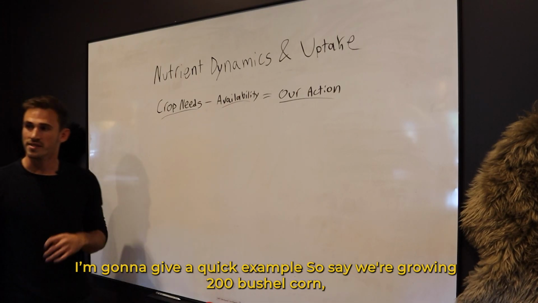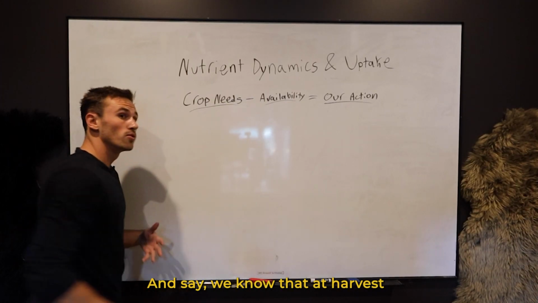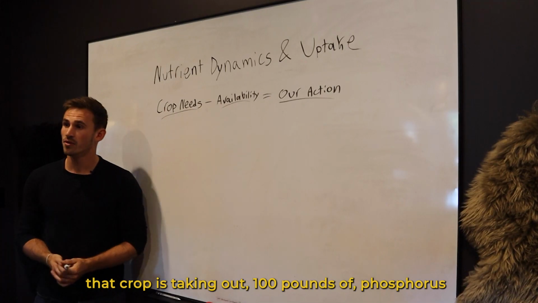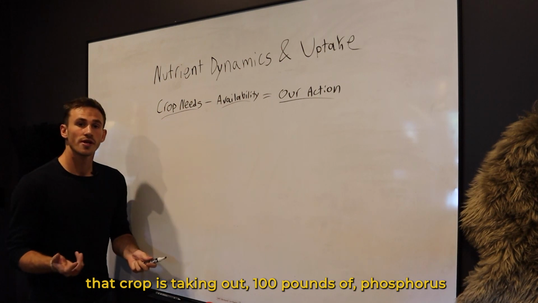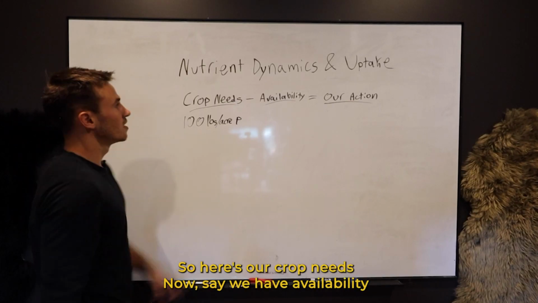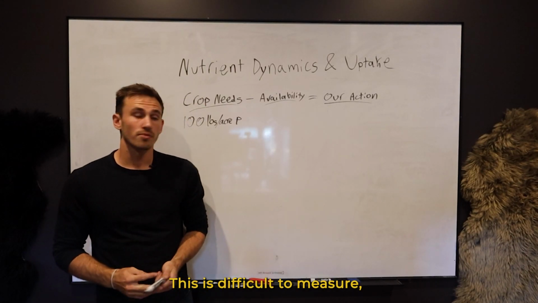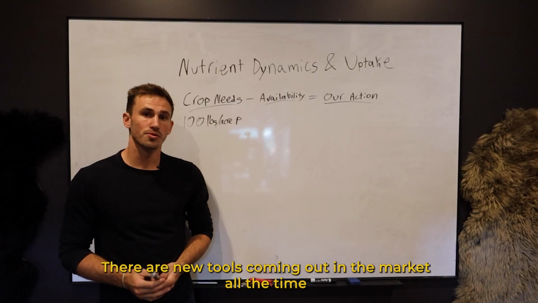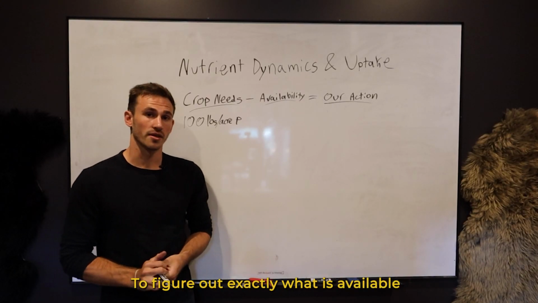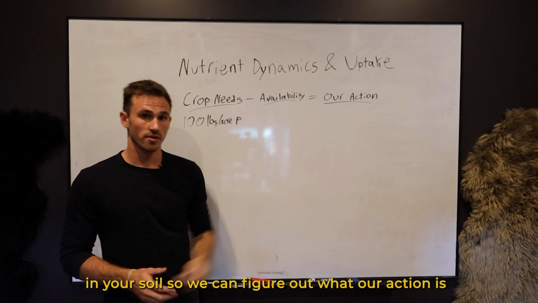I'll give a quick example. So say we're growing 200 bushel corn, and say we know that at harvest that crop is taking out 100 pounds of phosphorus. So here's our crop needs. Now say we have availability. This is difficult to measure, right? There are new tools coming out on the market all the time to figure out exactly what is available in your soil, so we can figure out what our action is, right?